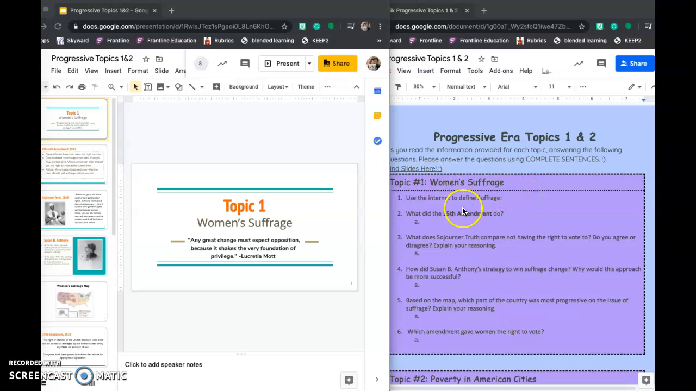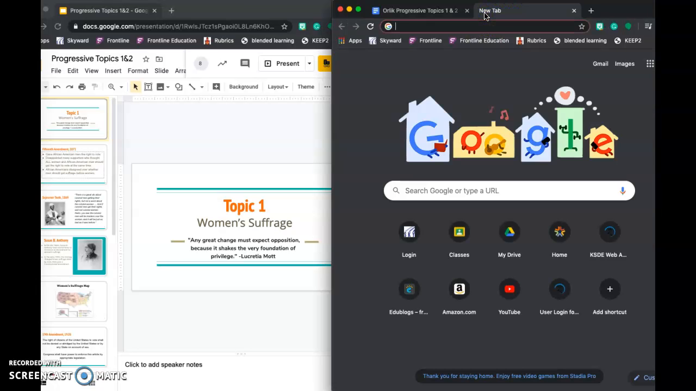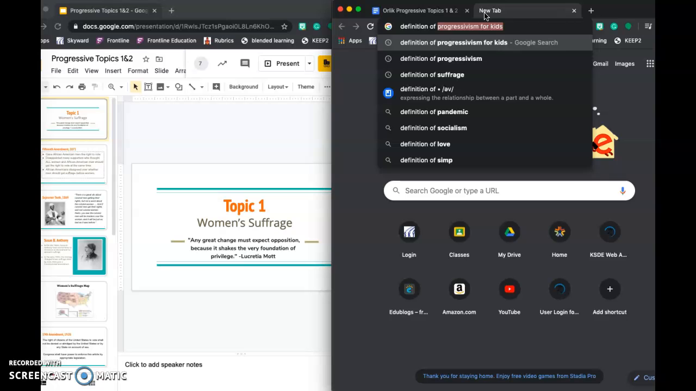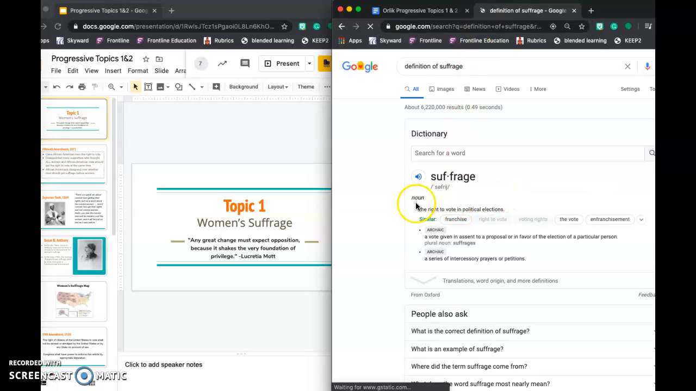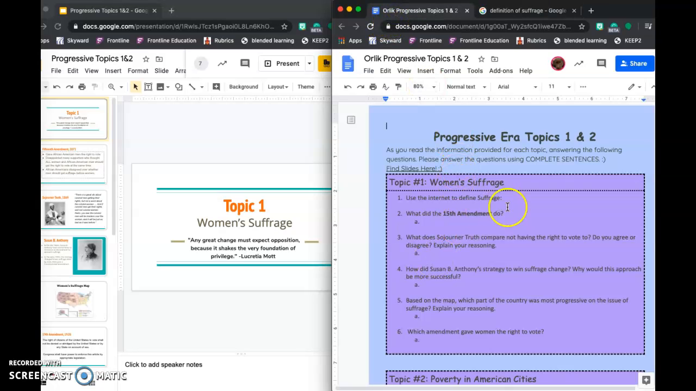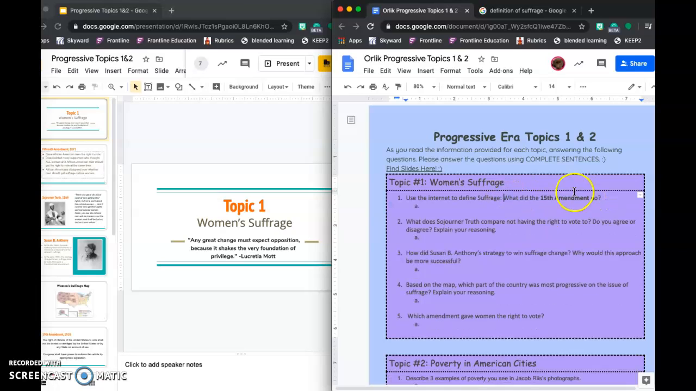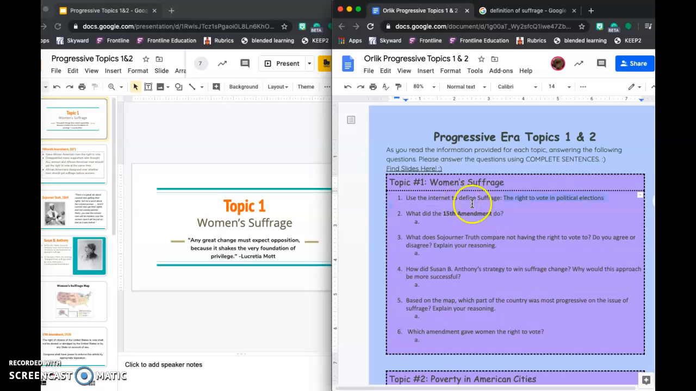The first question asks you to use the internet to define the word suffrage. So what I would do is open up a new tab, type in definition of, and then if you type in SUF, it's the first couple of words. And this says the right to vote in political elections. So then I go back here and I would type in the right to vote in political elections. Alrighty, so there's that answer. Woo, one and done. The next, oops, my bad guys. It's going a little crazy today.